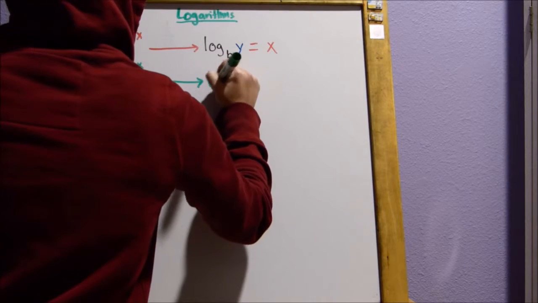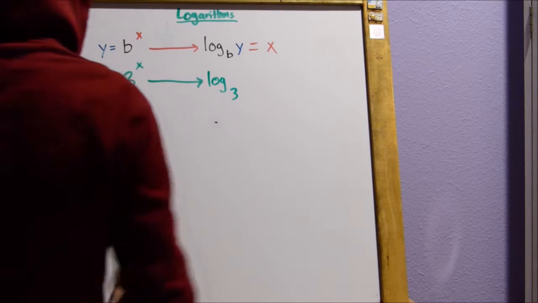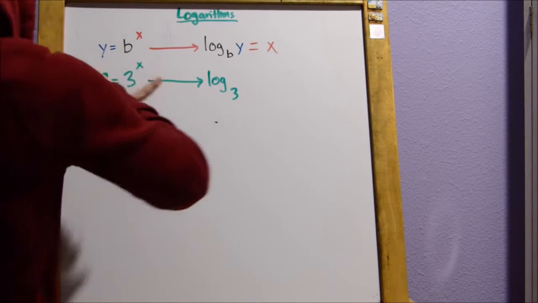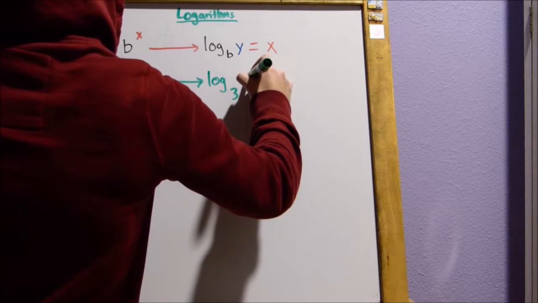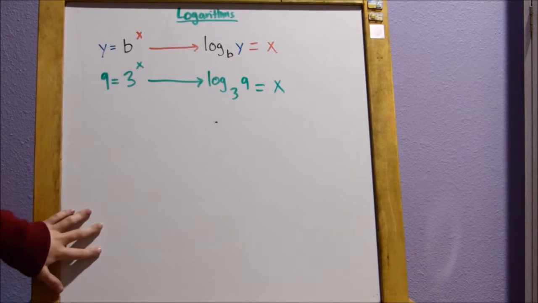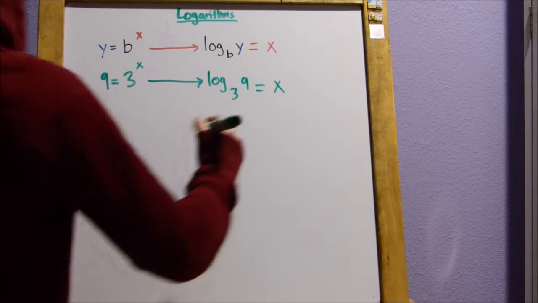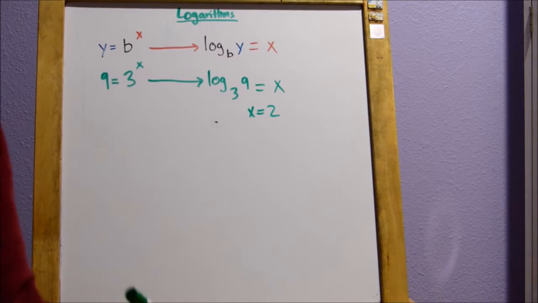So log base 3 here. Now this is the y and this is the x, so we just swap them. So log base 3 of 9 equals x. You can just plug this into your calculator and it will spit out x equals 2. So logarithms are useful for things that are bigger that you don't want to necessarily multiply out.